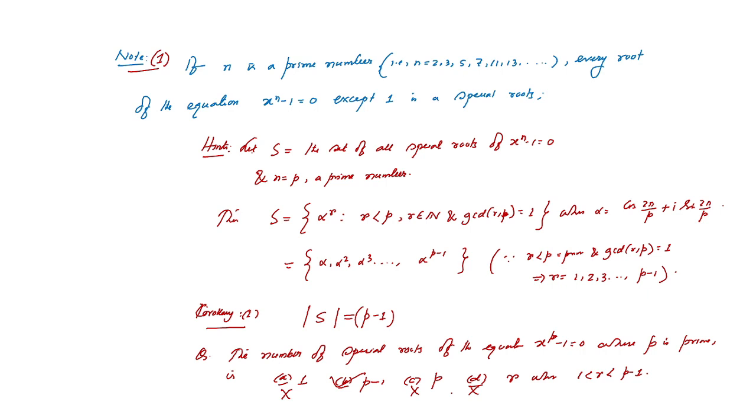So what will be the number of special roots of the equation? Now we'll come to the question. The number of special roots of the equation x to the power n minus 1 equals 0, where n is a natural number. So that we need to give the answer.